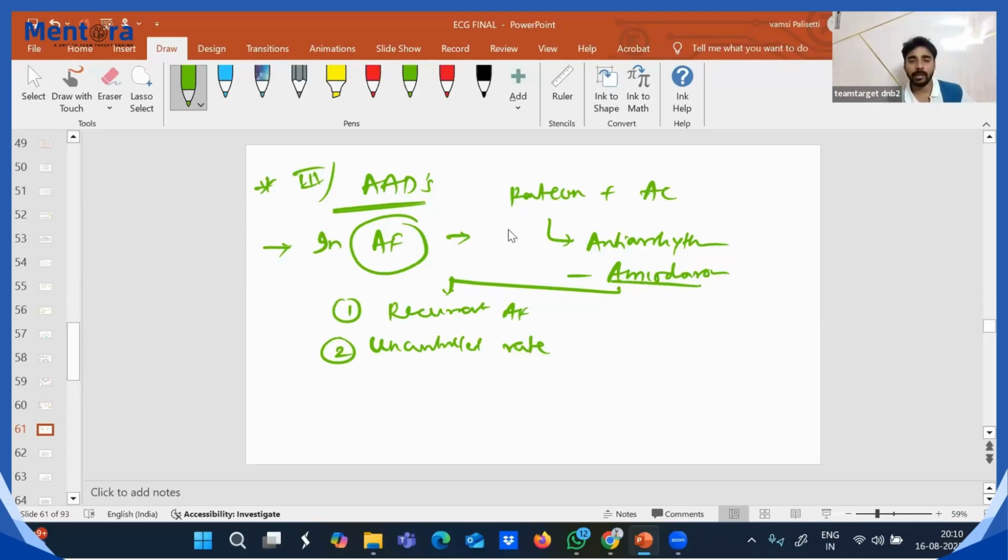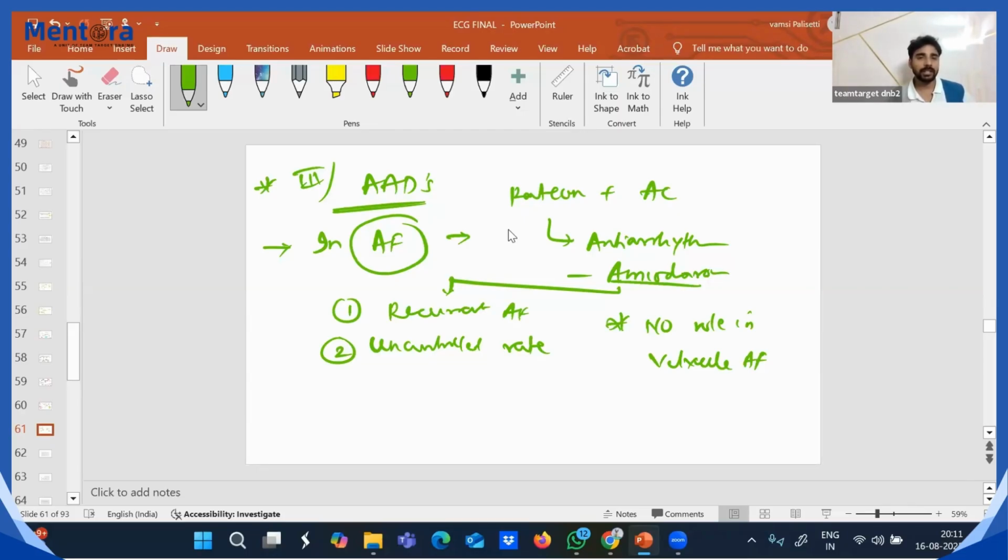And one important point is this amiodarone has no role in valvular AF. For example, any patient with mitral regurgitation or rheumatic heart disease, where the valves are already damaged and the ectopic focus is already generating arrhythmia, you cannot bring it back to sinus rhythm. It will be there only. Your aim is to just control the heart rate, that's it. Simple.